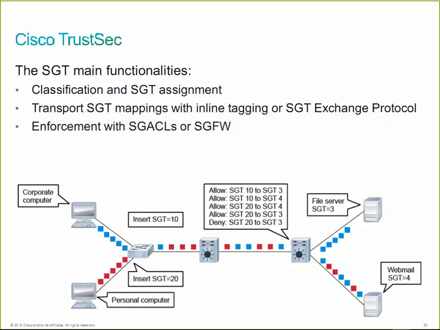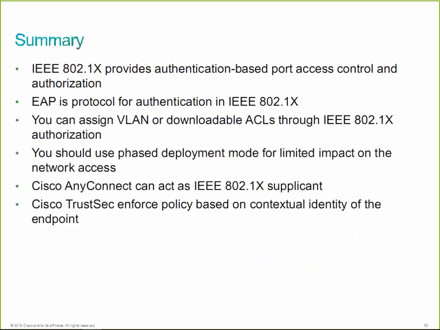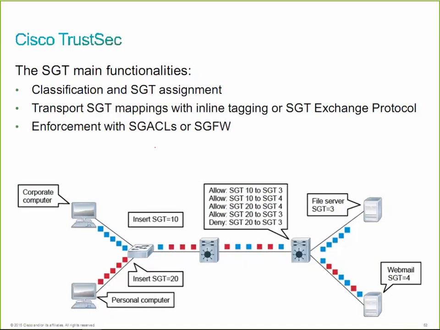The features that get associated to a security group tag on the network are classification features, transport features, and policy enforcement features. Those are the three major components. And we see that listed here: classification, transport, and enforcement.